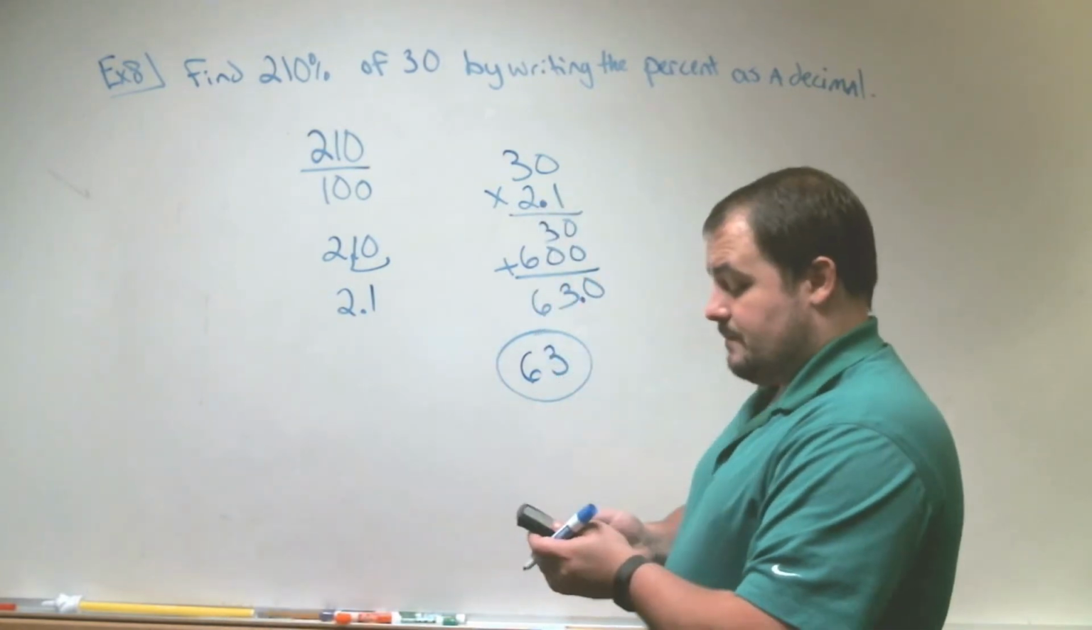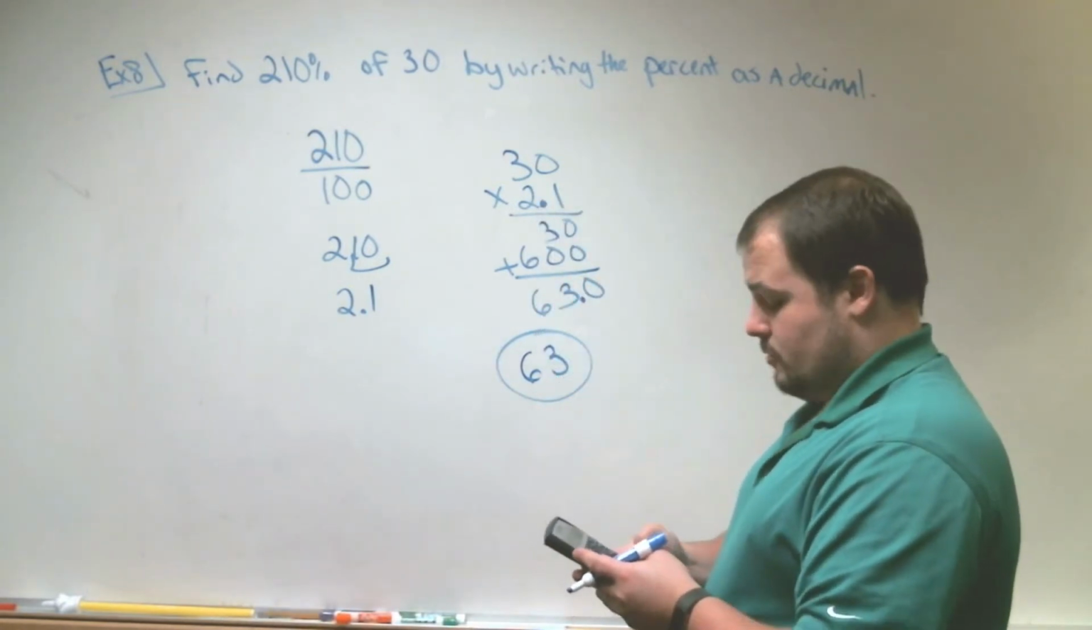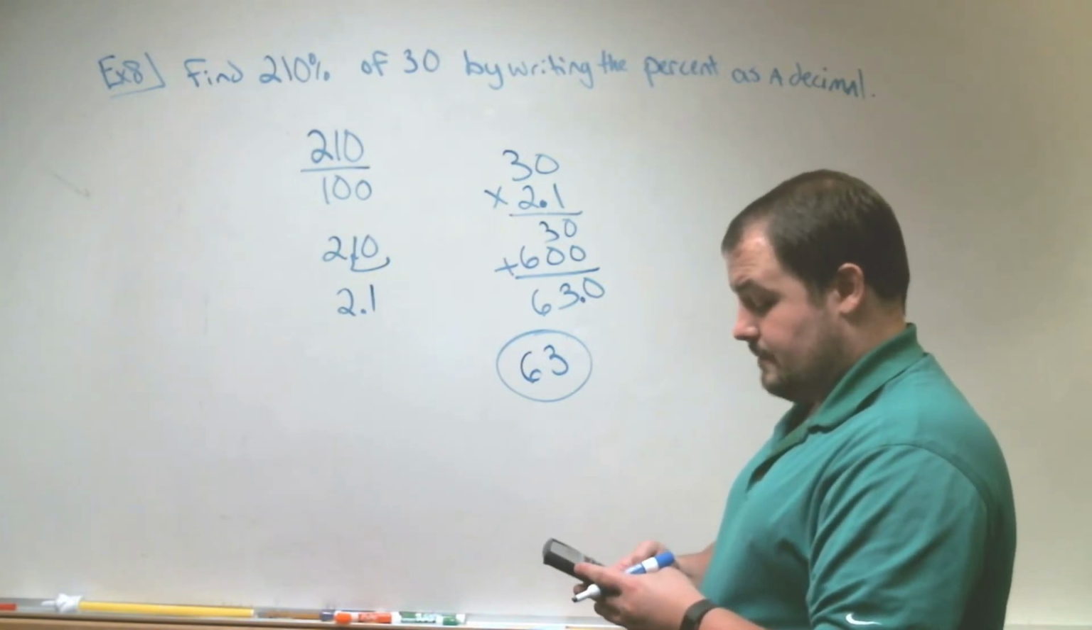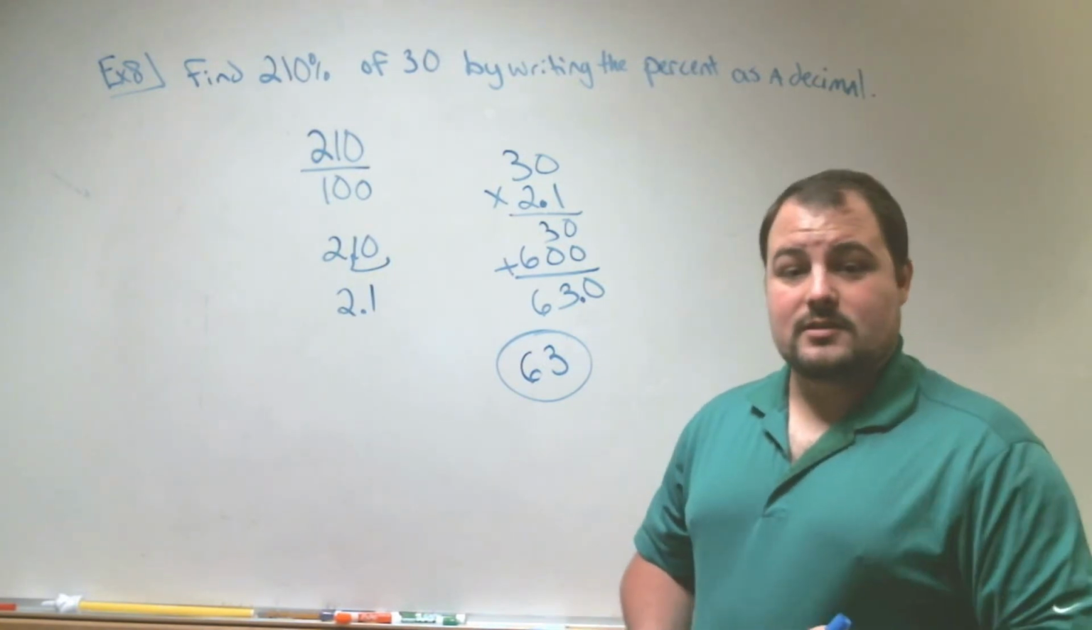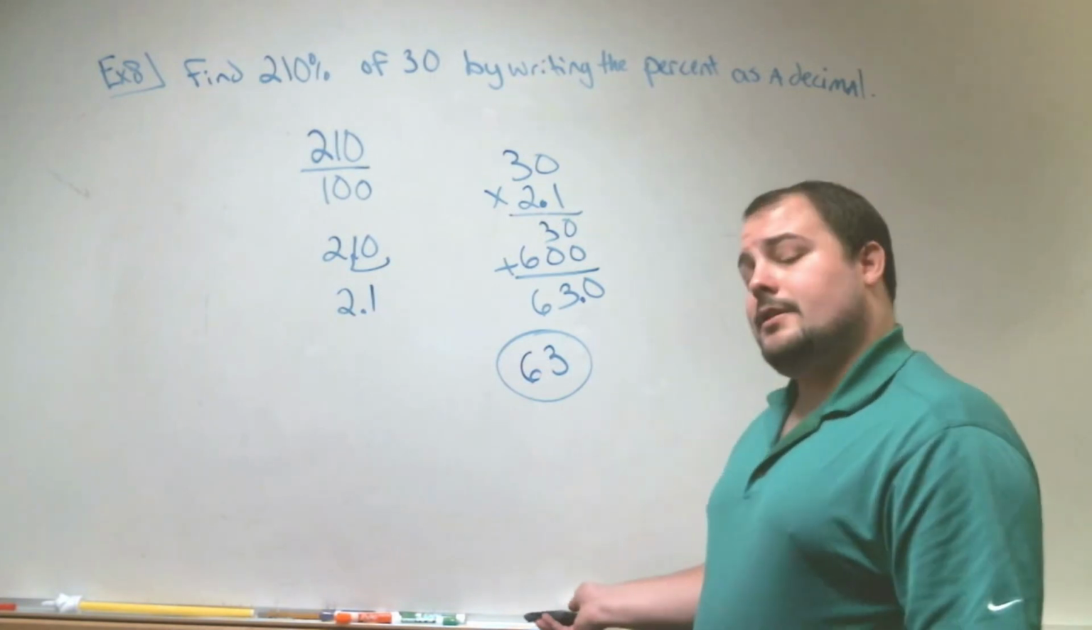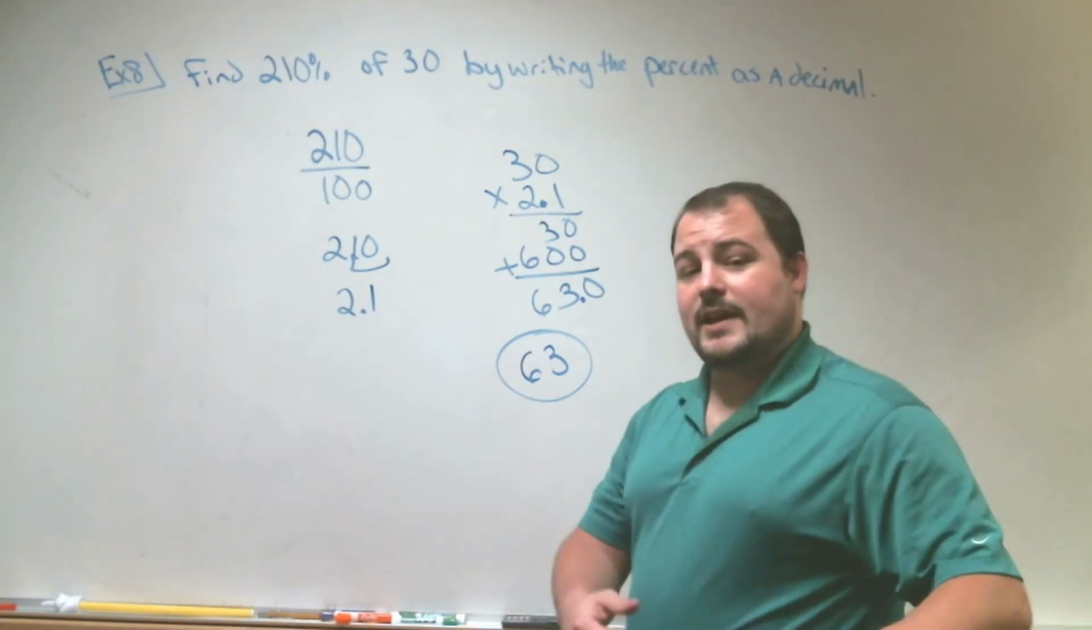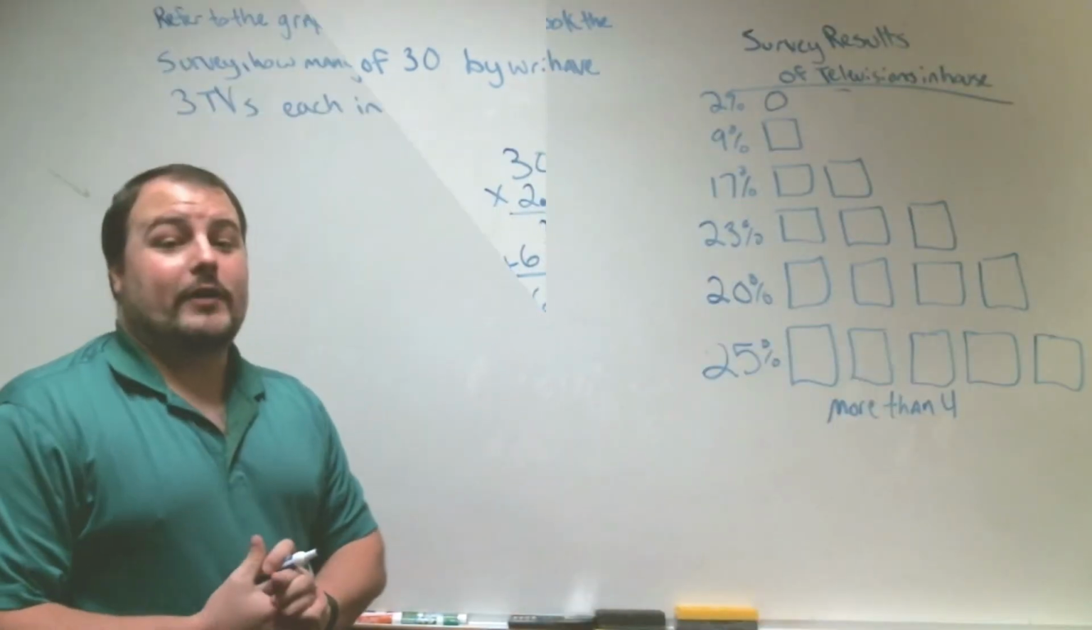All we got to do, check. Type in our calculator, 2.1 times 30. And in fact, I do get 63. So I know that 63 is 210% of 30, and that's the correct answer. We're on to our final question.